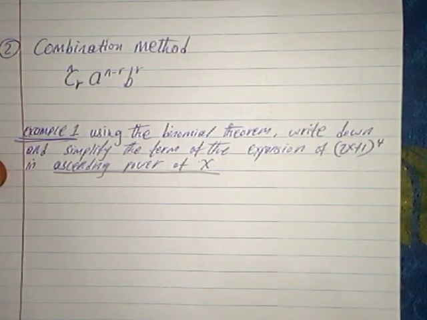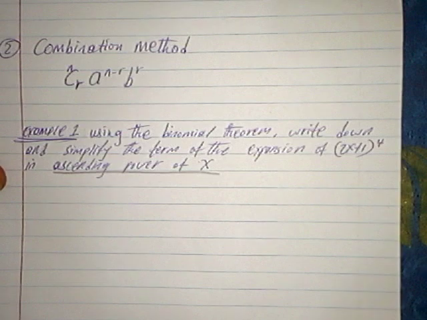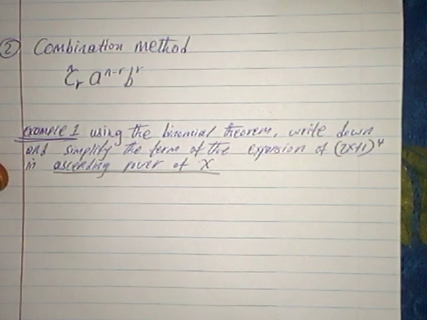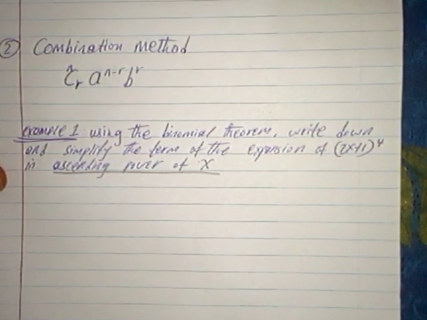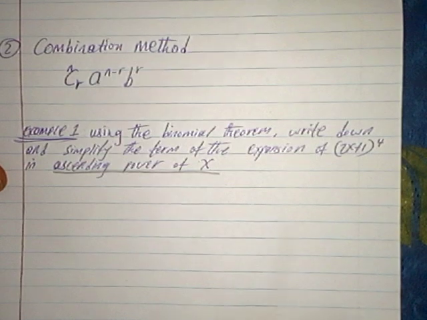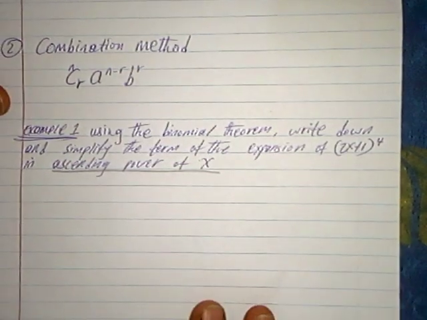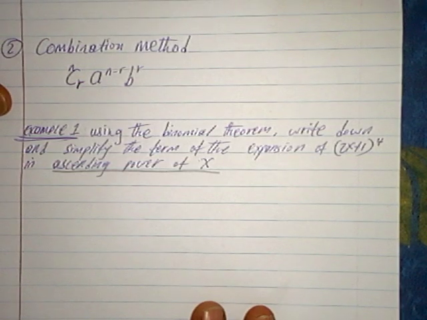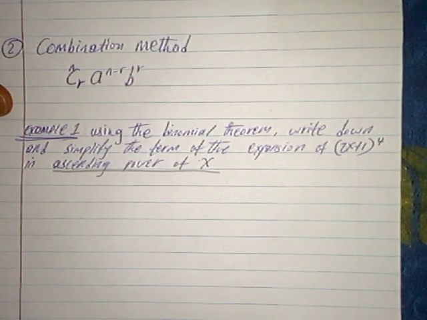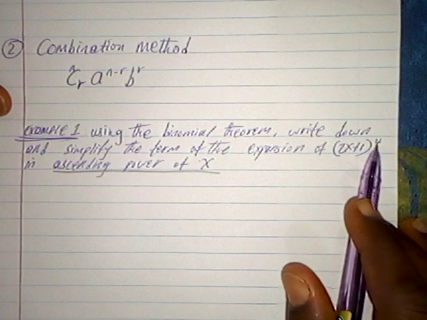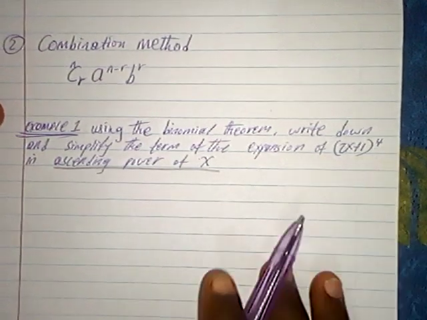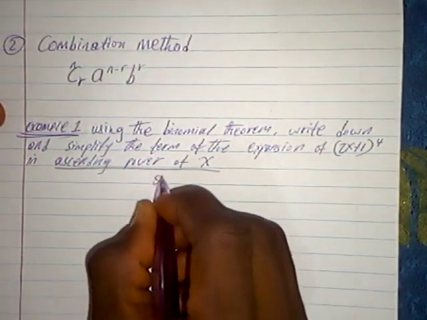That means, you see, the power of x should keep on increasing. That's what they are saying. And once they say in ascending power, the range is supposed to start from 0 to 4, which is the highest power, right? From 0 to 4. Now we continue. Solution.